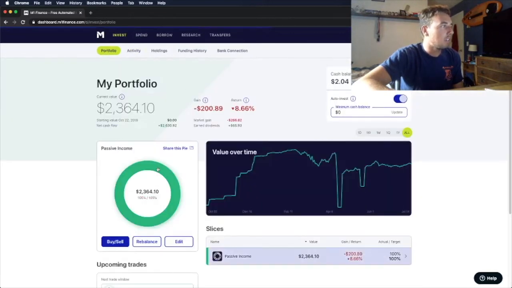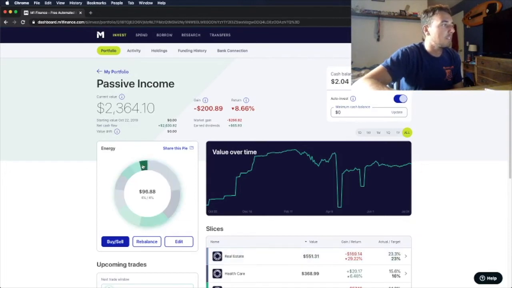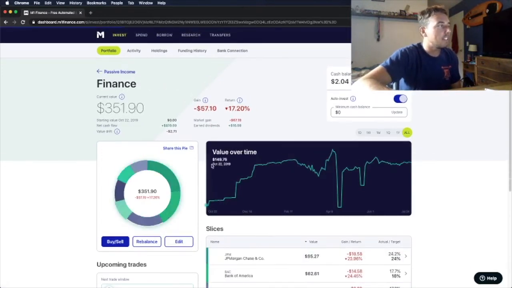And so the way M1 Finance works is, you can see we have what's called a pie here, and it has different weights. So you have real estate, healthcare. You pick these, by the way. You pick every piece of this pie. So real estate, healthcare, finance, utilities, consumer, telecom, industrials, tech, and energy. And you can click on one, say I go into the finance tab here.